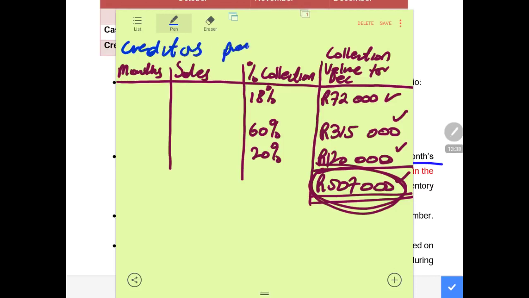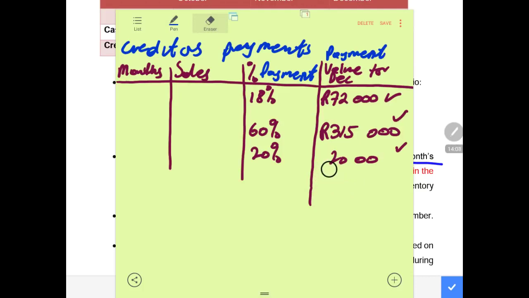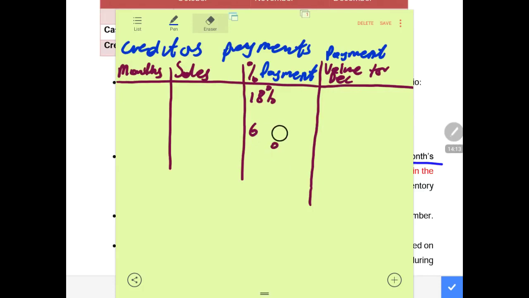Therefore, now I am doing the workings or schedule for the payments of creditors. Then a percentage payment here, meaning how much percentage will be paid. This will no longer be collection value but payment value, the amount that is expected to be paid in the month of December. The figures will definitely change based on our purchases payment policy.